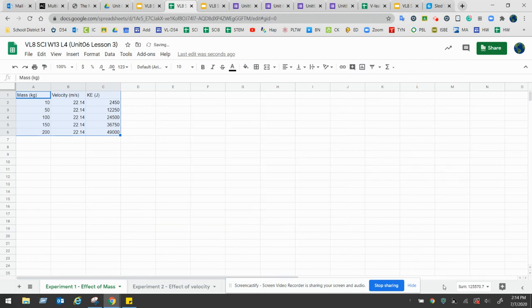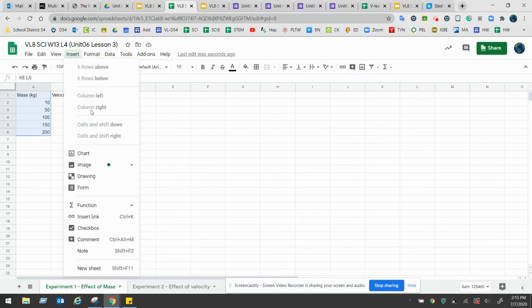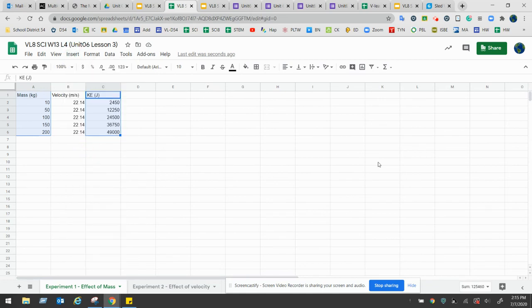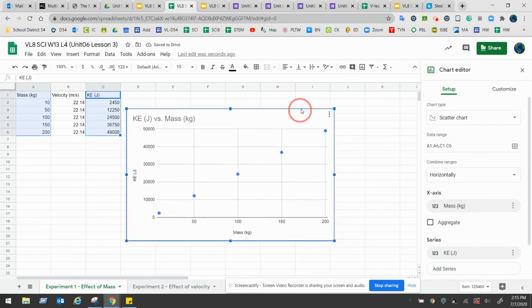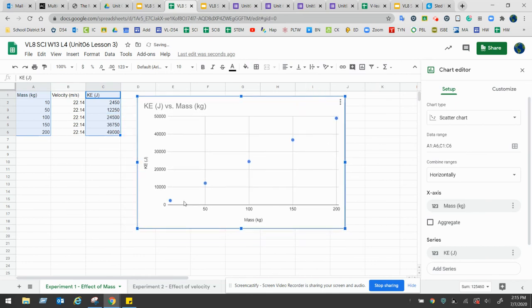I'm just going to delete this graph. And instead, what I really want to take a look at is the kinetic energy, how that varies when the mass varies. So I'm just going to select this data. I need to first select that, and then I hold the Control button, and then I select this as well. And then I'm going to go to Insert Chart. And now I just get the straight kinetic energy versus mass chart.